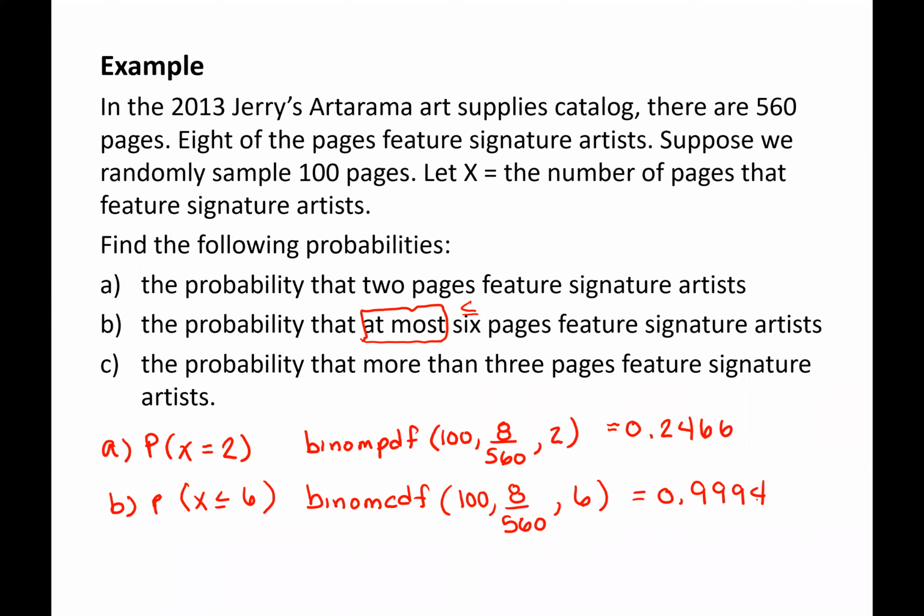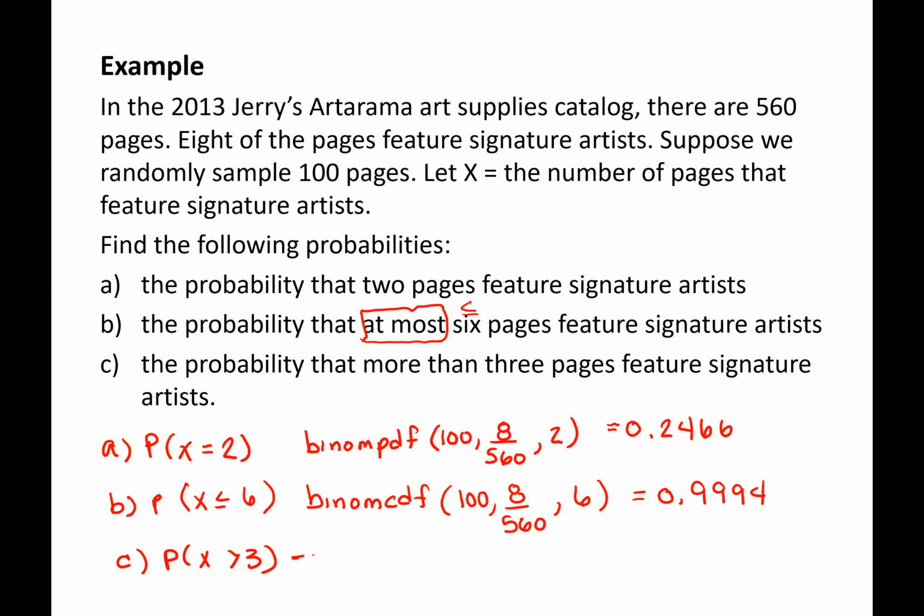The last probability that we're going to calculate is more than 3 pages. So this would be 4, 5, 6, 7, or 8 pages. So we're interested in the probability that x is greater than 3. So how do we do this? Well, we're going to find 1 minus the probability that x is less than or equal to 3. If we find the probability that x is less than or equal to 3, we get a value. If we subtract that from 1, that should give us the probability that x is greater than 3.